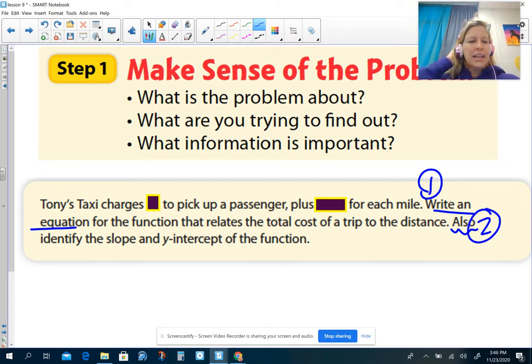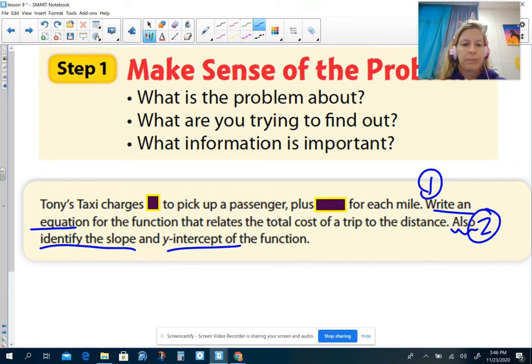So like 2, it says identify. So I have to identify what the slope is, and I have to identify the y-intercept. So I really have 3 things I have to do. 1, the equation. 2, what is the slope? 3, what is my y-intercept? Okay. Before I move on and give you the numbers, can we decide what our y-intercept is and what our slope is?